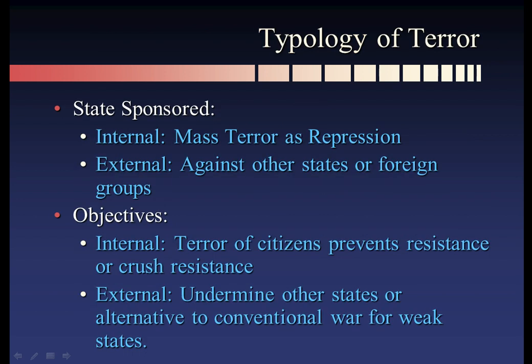Okay, now, when we talk about the typology of terror, we are talking about three big kinds. There's state-sponsored terrorism, and you probably hear a lot about that. There's two components to any type of terrorism. You've got the internal and the external. And in state-sponsored, it's mass terrorism as a tool of repression or oppression. And the objectives are to terrorize citizens to prevent them from rising up against the state. Okay, and it undermines other states who are involved in situations, or it can undermine weak states.